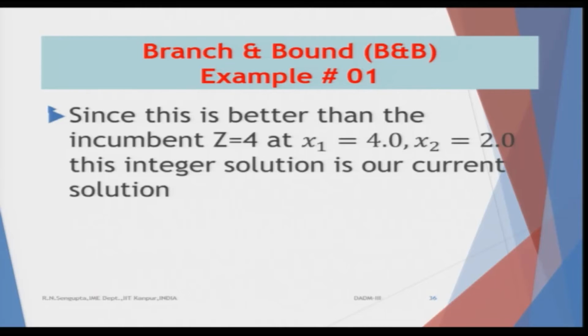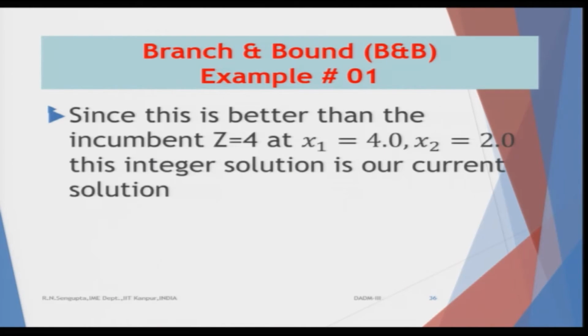Since this is better than the incumbent which is already there, the contender that was standing waiting to be compared with the result, which was x1 was 4, x2 was 2 and z was 4. Since this is better than the already incumbent one, this integer solution is our current solution based on which we will solve.